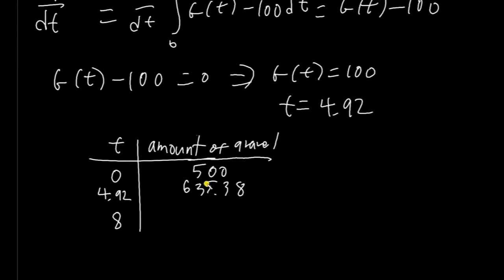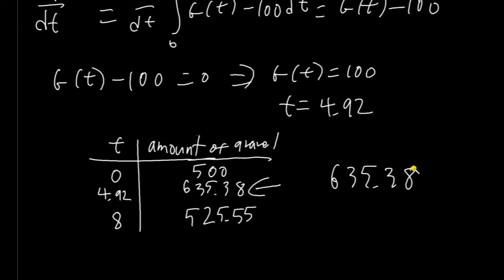Okay? If you do the same thing with t equals 8, you're going to get 525.55. Okay? So, as you can see, the maximum of these three is this one. So we know that the maximum amount of gravel in the factory is at t equals 4.92, and that maximum amount is 635.38 tons of gravel.